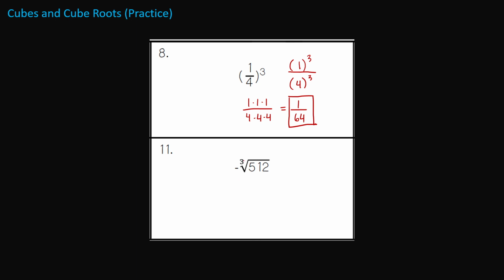Now let's try a cube root. Remember, the 3 inside the radical symbol just means cube root. So we want the negative cube root of 512. Well, I know that there is a number when multiplied by itself 3 times equals 512. That number is 8. The cube root of 512 is 8, but I have to make it negative. So the negative cube root of 512 is negative 8.